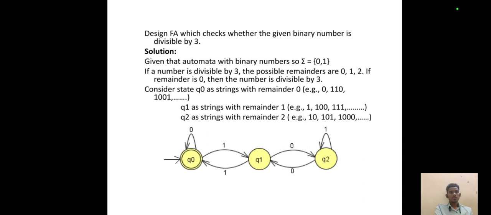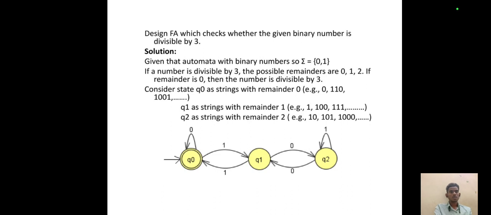Design finite automata which checks whether the given binary number is divisible by 3 or not. Given that automata with binary numbers, so sigma is equal to {0, 1}. If a number is divisible by 3, the possible remainders are 0, 1, 2. If remainder is 0, then the number is divisible by 3.